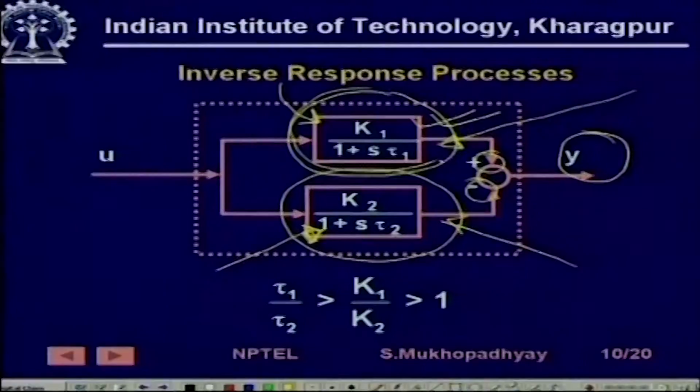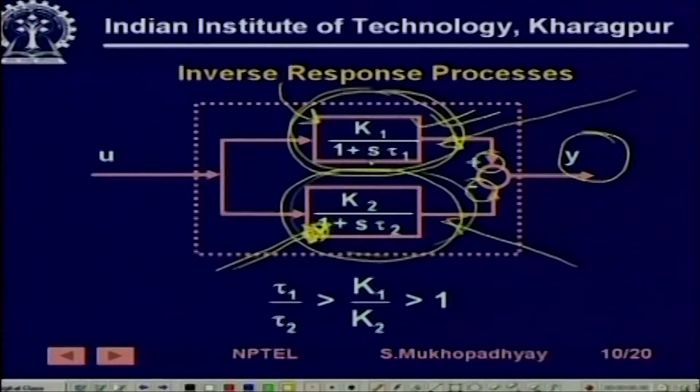So, if you design a controller for this process, then for the initial time scales the response of this will actually confuse the controller, and might cause instability and other things. This is the main problem.